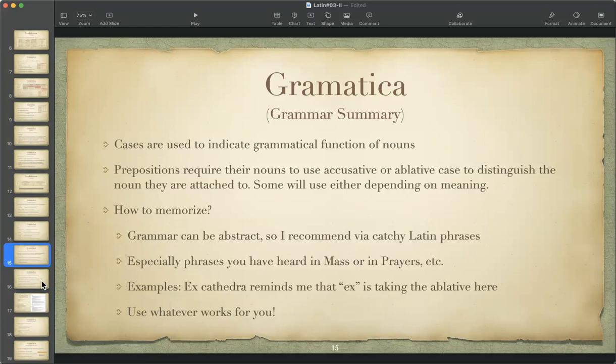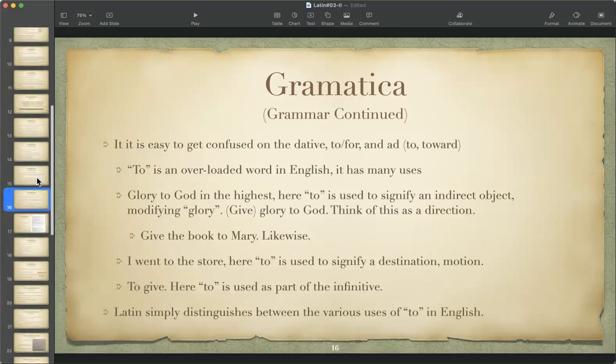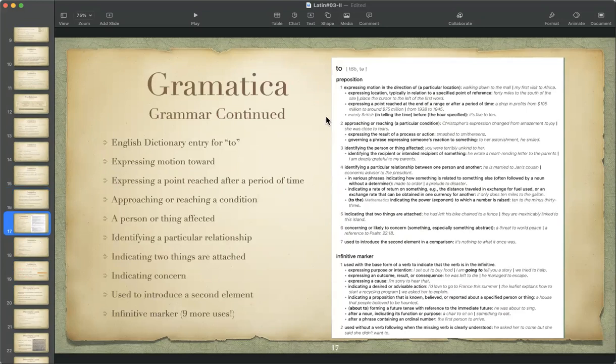So now I did want to mention one other thing. We only have 15 minutes left. I'll do this part quickly. It's easy to get confused on the dative in 2 or 4. I just want to point out something to you, that in English, the word to, you go to the dictionary. This is all the things the preposition to in English can mean.